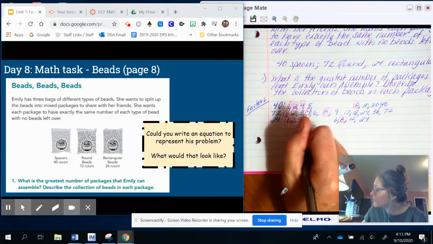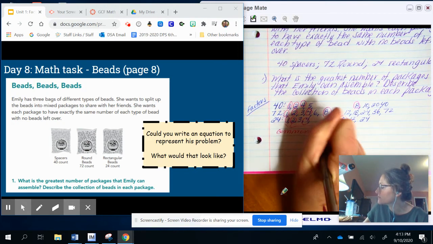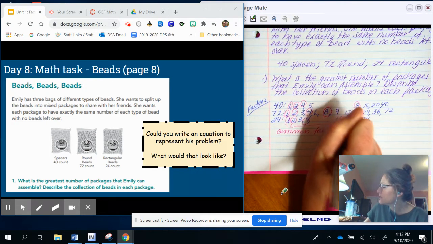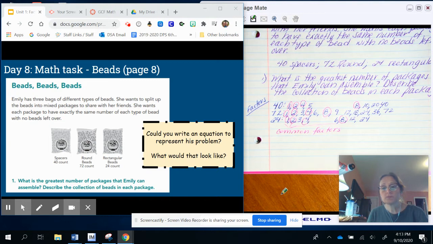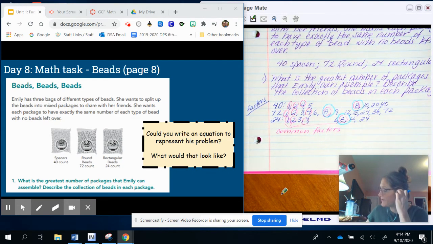What we found are called common factors. But for this problem, we need to know the greatest of the common factors. And that, my friends, is 8. So the GCF is 8.